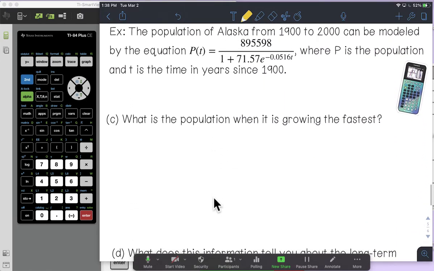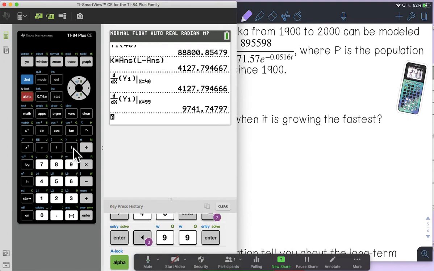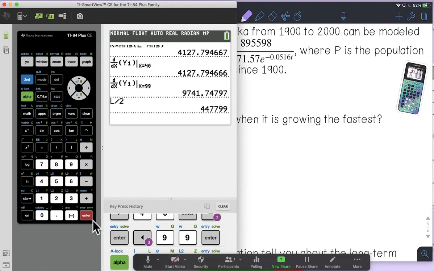Okay, one last example. We're actually going to keep going with Alaska here. Forgot about that. We want to know what is the population when it is growing the fastest. The population is going to grow the fastest at L over 2. So that's going to be 895,598 divided by 2. On my calculator, I'm going to type in alpha L divided by 2. And that's going to give me 447,799 people.